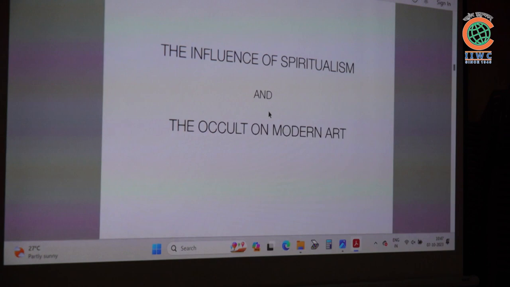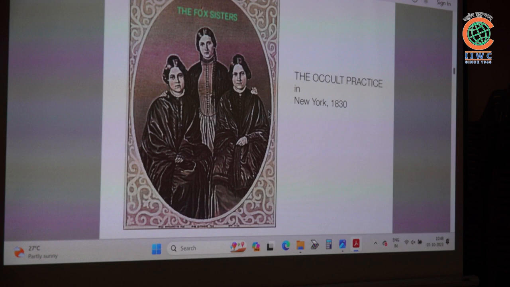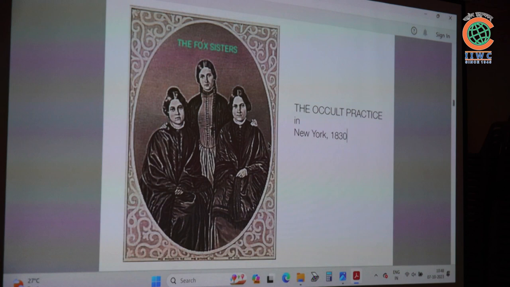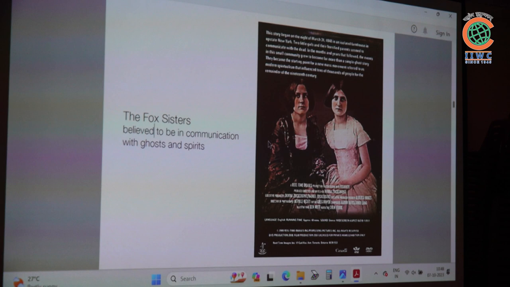But in Western countries, even if you take the US, they came from that Wild West and all that. So probably during the Wild West period, the influence of spiritualism and occult in modern art, he says. Occult means they were talking with the spirits. So how did it start? It started with the Fox sisters. The occult practice in New York came in 1830 when these three Fox sisters were in a house and they started talking with the spirits. We use this planchette and all that. So they started conversing with these ghosts and spirits, and the people believed it because at that time they proved that they could communicate with the dead spirits. So these three sisters were almost established and believed to be in communication with ghosts and spirits.